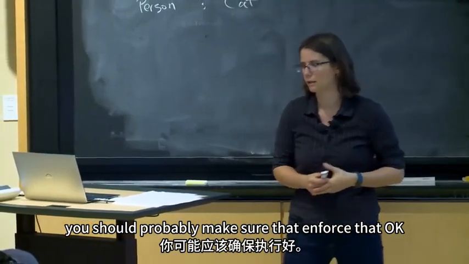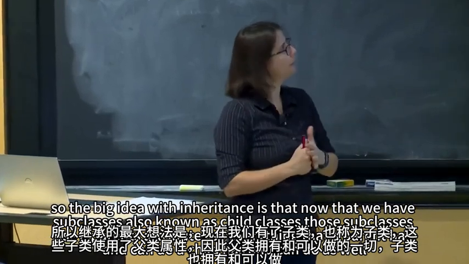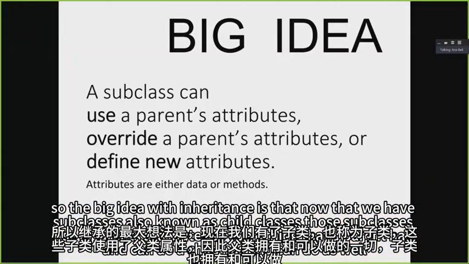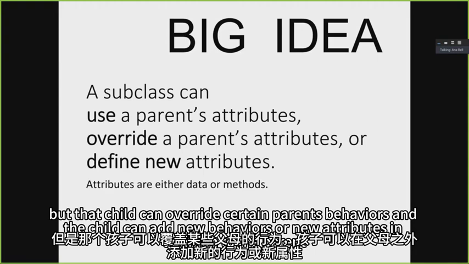Okay, so the big idea with inheritance is that now that we have subclasses, also known as child classes, those subclasses use a parent's attributes, so everything that a parent has and can do, a child has and can do as well. But that child can override certain parent behaviors, and the child can add new behaviors or new attributes in addition to the parent.